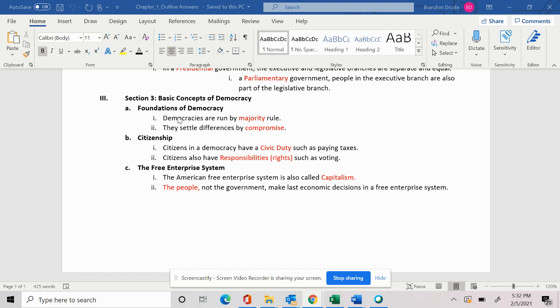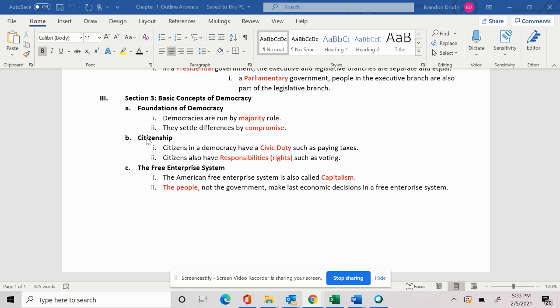Democracies are run by majority rules. That simply means that the majority of people, of the population, make the rules. They are the ones that push public policy through, and they ensure that people are getting what they want. This is the voice of the people. So the majority, the most amount of people, will get their voices heard in a democracy. They also settle their differences by compromise. In a democracy, you need compromise. And again, I'm going to cover both of these in way more detail in my additional notes, so I'm only going to leave it at that.